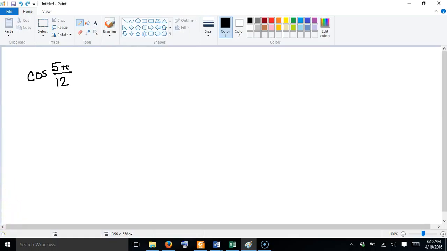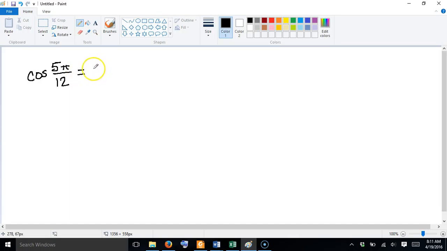This is your problem number 4. What you're being asked to do on this one is find the exact value of cosine of 5 pi over 12. And you're going to have a couple more of these on your test. You're going to have one that deals with sine of some angle or radian measurement and tangent.